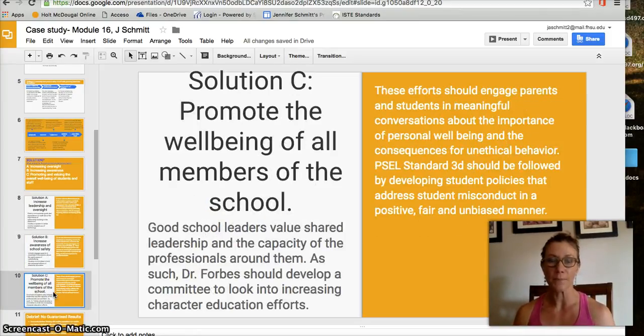Final solution C, in promoting the well-being of all staff members of the school, I think good school leaders value shared leadership and the capacity of the professionals around them.